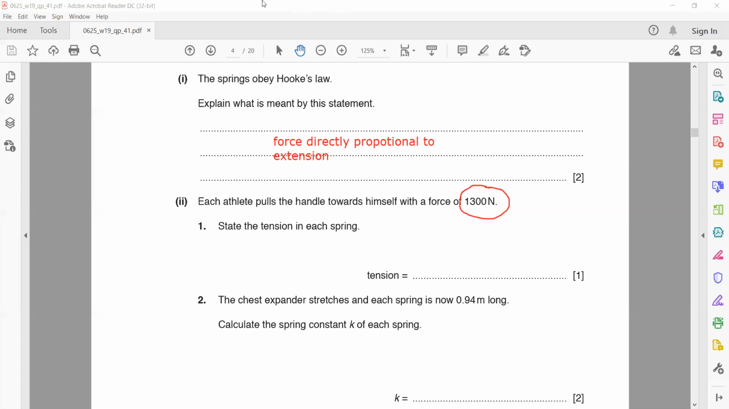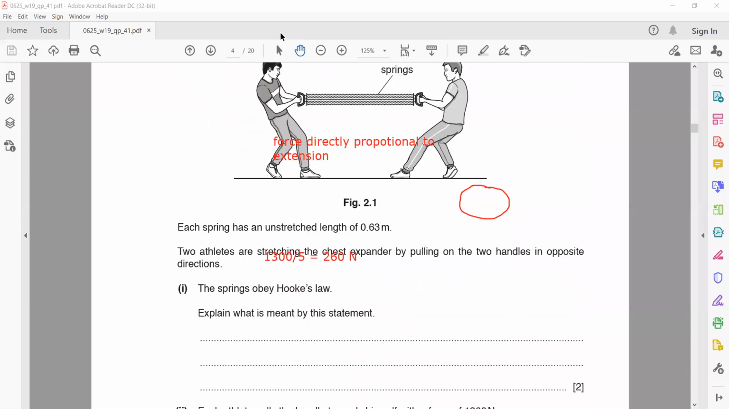The total force on the handle, as you can see, is 1300. So each spring will experience a force because that will be divided between the 5 springs. So each spring will experience a force of 260 newtons.